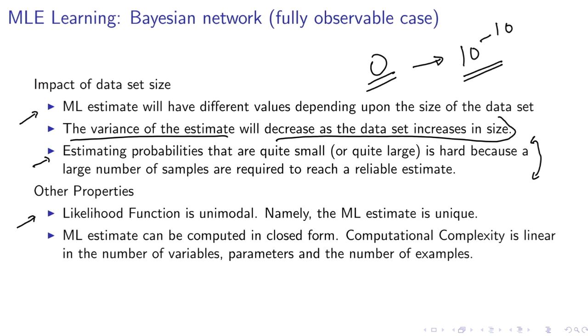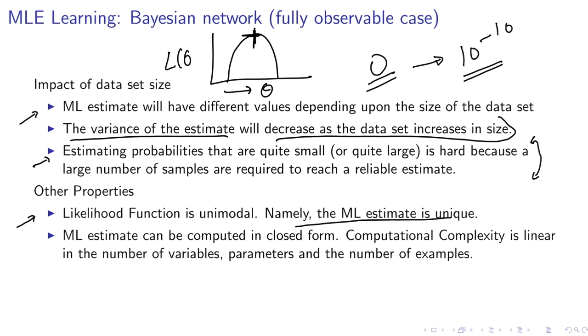Some other properties that I want to highlight is that the likelihood function in our case was unimodal. Okay? And as a result, our ML estimate, or the maximum likelihood estimate, was unique. It's always the so-called maxima point, if you remember. There's only one maxima point, and that maxima point is unique. The x-axis was theta, and the y-axis was likelihood of theta.